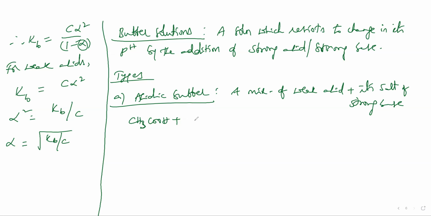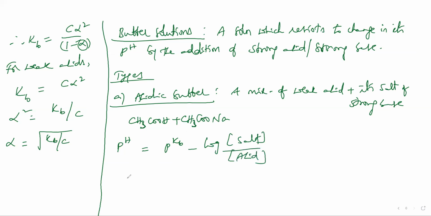NaOH. Take NaOH, then what you will get? CH3COONa. Now, the pH of an acidic buffer solution is determined by pKb minus log of concentration of salt by concentration of acid. Next one, basic buffer solution.